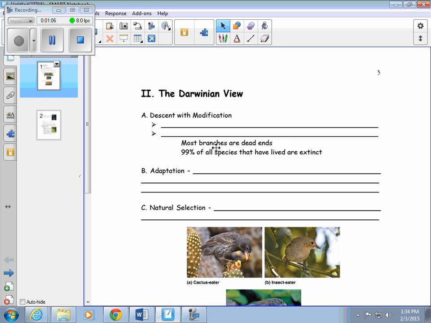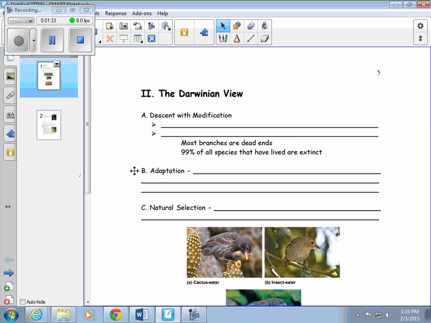If you were to draw a tree that included everything that has lived on the planet, most of those branches would come to a dead end. 99% of all species that have ever lived on Earth have become extinct. Some of them became extinct because of catastrophic events, some because of human intervention, and some because they just were not well adapted to their environment.